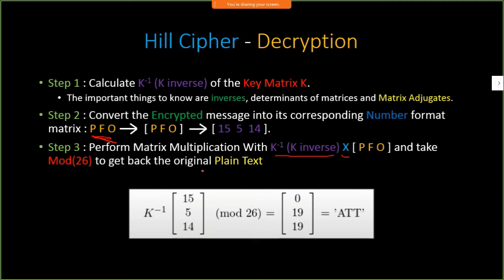So you need the mathematical calculation: K inverse into the value. How does it look? K inverse into 15, 5, 14, which is the PFO numerical value, and then mod 26. After the mod 26, we get the actual values 0, 19 and 19, where 0 is A, 19 is T, and 19 is T. So the Hill cipher process is totally mathematical. You need to know matrix multiplication very well.